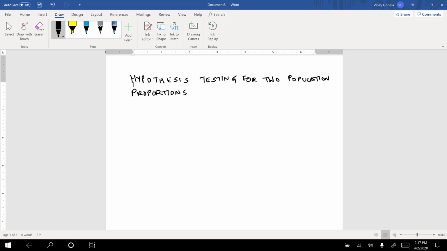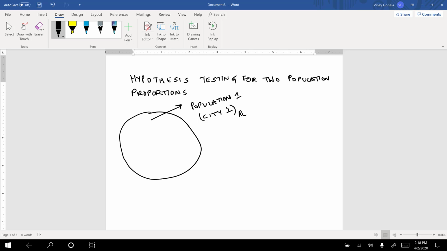So the concept in this is, if I have a population 1, suppose this is city 1, and I am interested in knowing how many people in this city like color red. So the proportion of this will be represented by P1 of population 1.